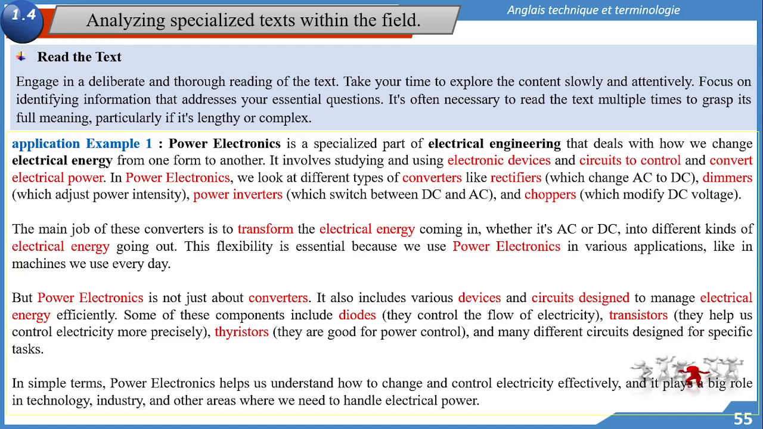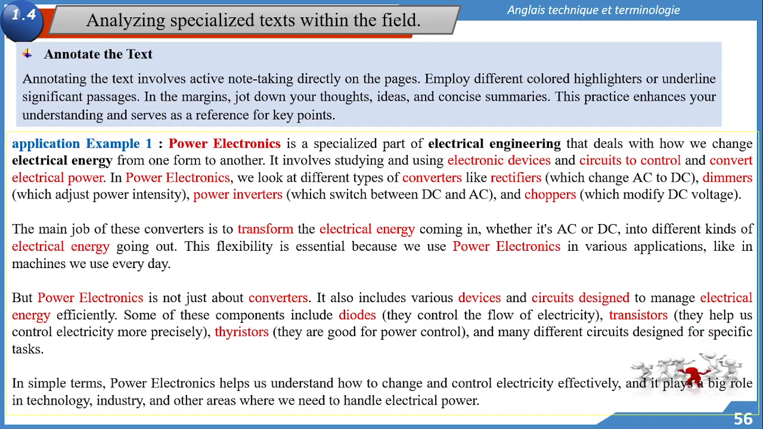So when I read this text, I found the following information. The text explains that power electronics deals with changing electrical energy from one form to another using electronic devices and circuits. This article mentions different types of converters in power electronics and their functions. So, annotate the text. Actively take notes on the text.